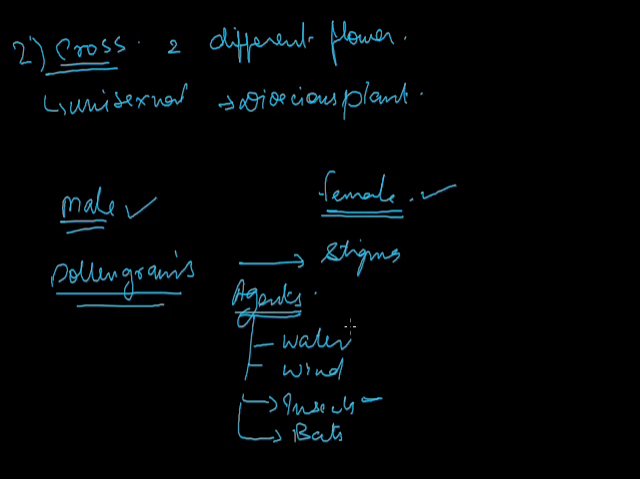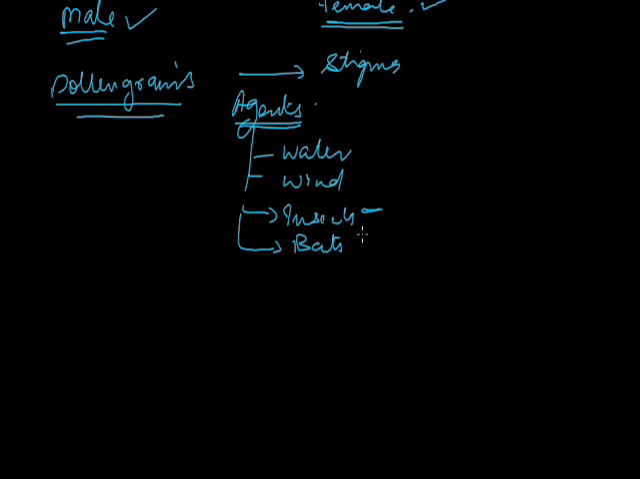Similarly, when the water current comes or the wind blows, the pollen grains just move away with the water and the wind. When the water and the wind current stop, the pollen grains are transferred to a different flower that has the female part, the stigmal part, and then the pollination will take place. The bats will also perform the same function.